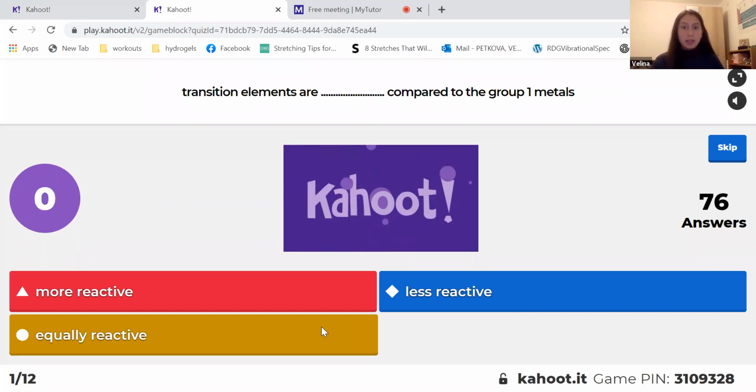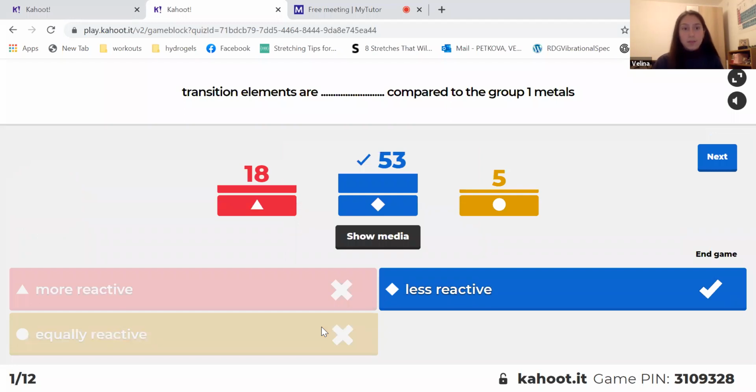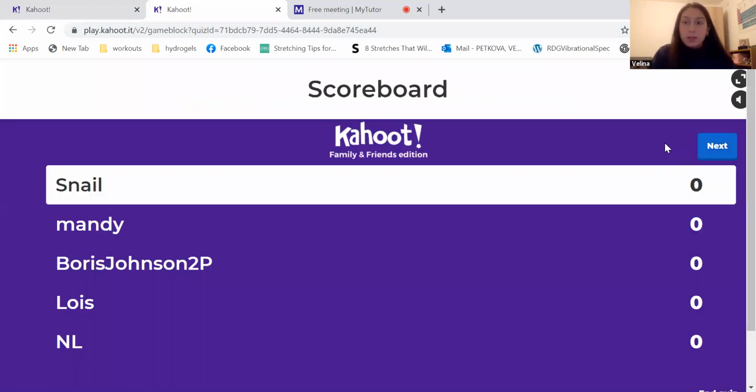Okay, let's see. Well done. So they are significantly less reactive, as we heard. Transition elements, they do not react with water unless you force them to, whilst group 1, they have that vigorous reaction that we heard about yesterday straight away. So they're far less reactive than group 1. Not very reactive at all.